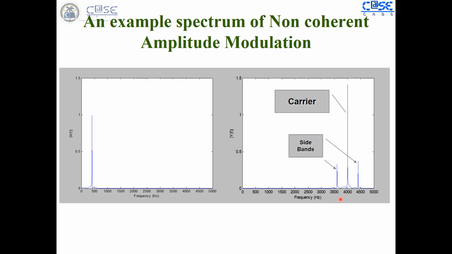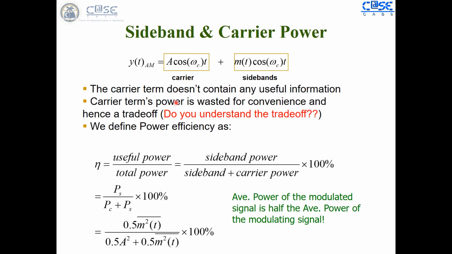And remember, we are only showing the positive frequency axis, and of course you only see the physical real world frequencies, which lie in the positive axis of the frequency. Now next, let's compute the power efficiency of such a modulated signal scheme.